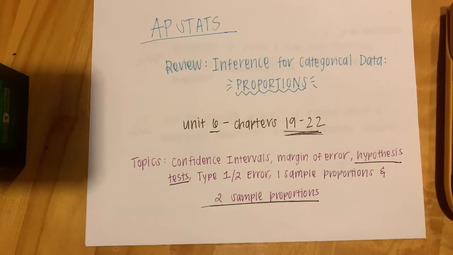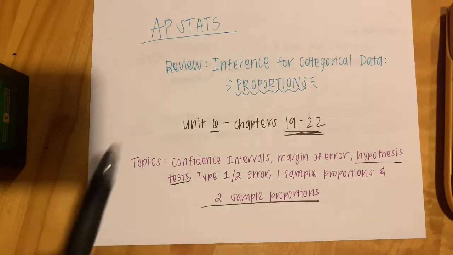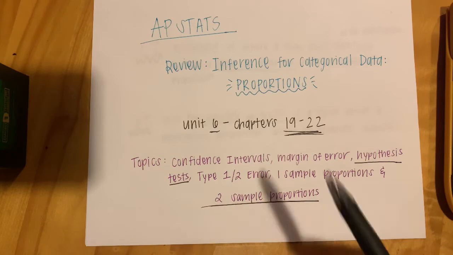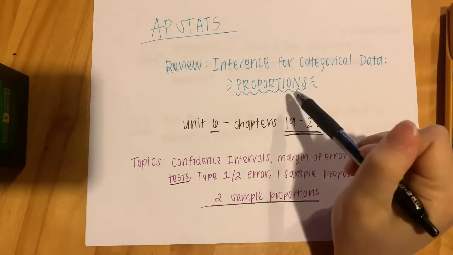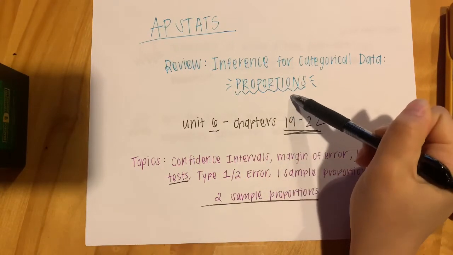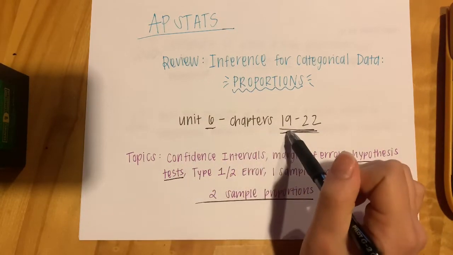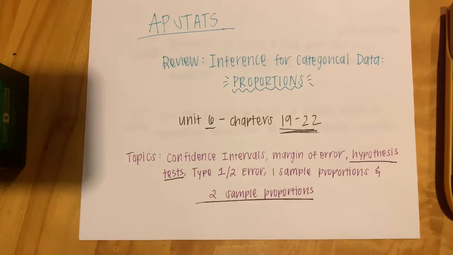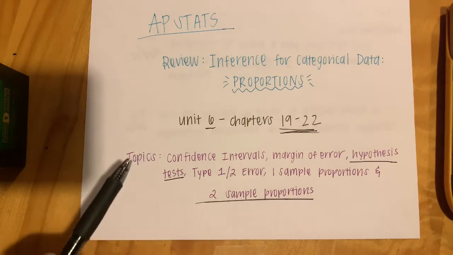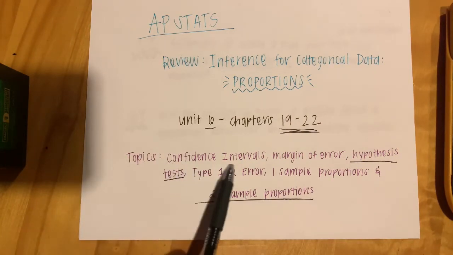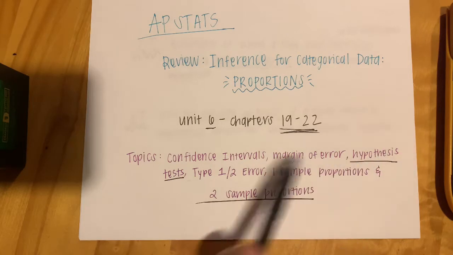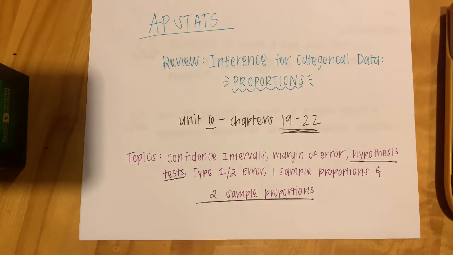Hello AP Stats students. Today we're going to be reviewing Inference for Categorical data, which is proportions. It's going to be Unit 6 and it's going to cover chapters 19 through 22, and some of the topics in this, just to recap, are confidence intervals, margin of error, hypothesis tests, type 1 and 2 errors, and then 1 sample proportions and 2 sample proportions.